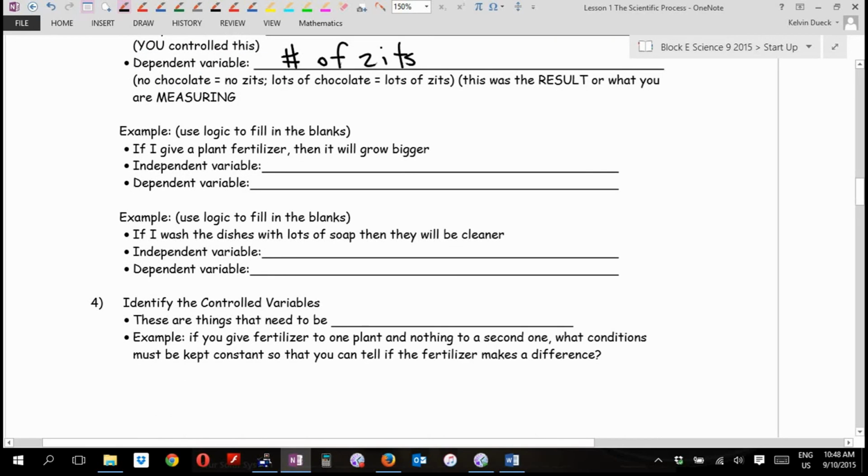Use logic to fill in the blanks. If I give a plant fertilizer, then it will grow bigger. What do you think the independent variable here would be? Josh, my new kid. Yes? How much fertilizer you give? Okay.